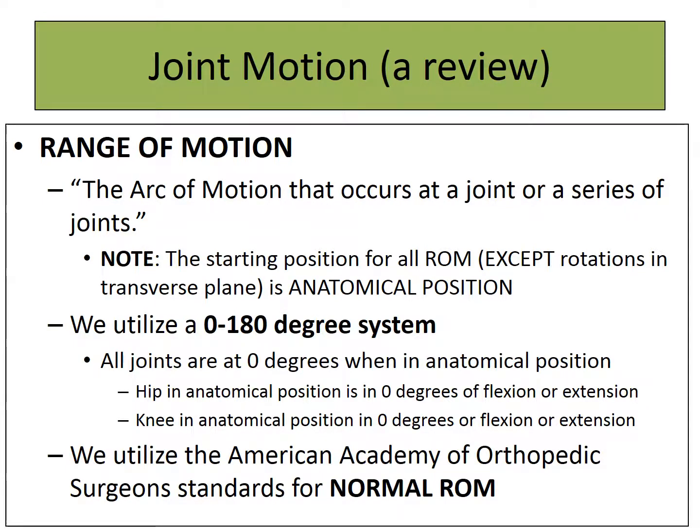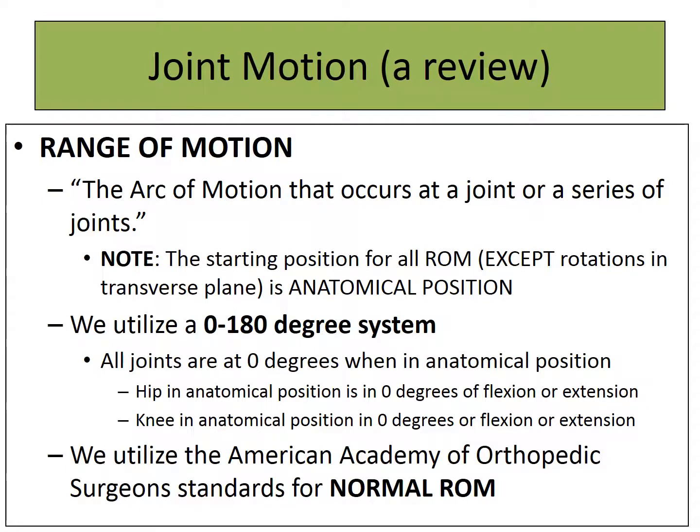We will also be utilizing a degree system of 0 to 180 degrees. I don't think anyone can do a 360-degree rotation of their head or of their arm. So yes, we will be using between 0 and 180 degrees. So if we're talking about starting at anatomical position, except again for the rotations, all the other joints in the body are at 0 degrees in that position. So you see some examples listed there. In anatomical position, you're in 0 degrees of flexion or extension of the hip and of the knee.